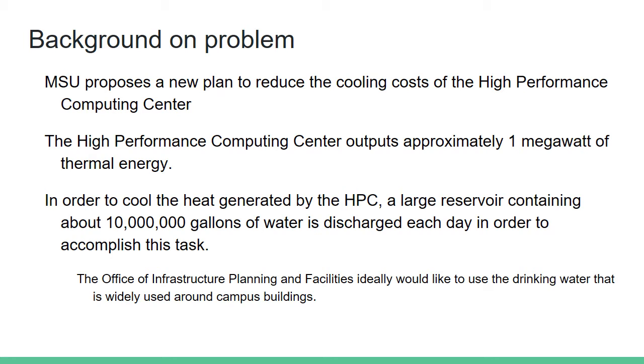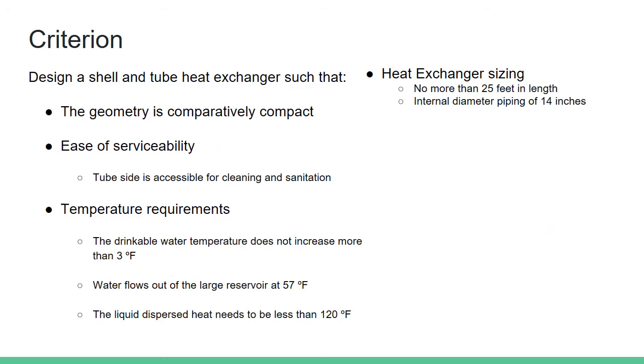The Office of Infrastructure Planning and Facilities ideally would like to use the drinking water that is widely used around campus buildings. The main objective for this project was to design a shell and tube heat exchanger such that the geometry is comparatively compact and ease of serviceability such that the tube side is accessible for cleaning and sanitation.